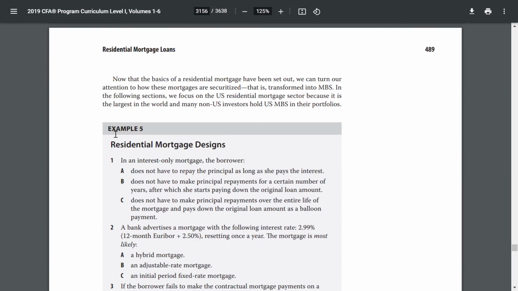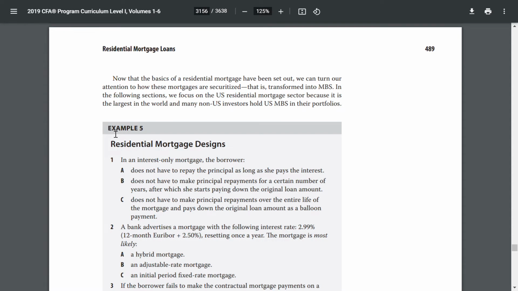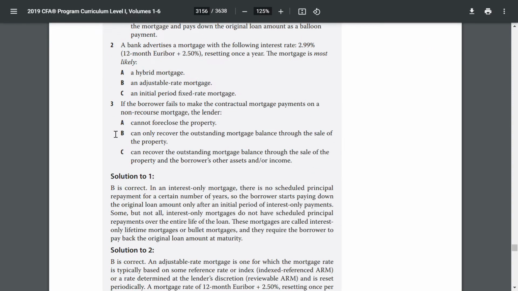Now that the basics of residential mortgages have been set out, we can turn our attention to how these mortgages are securitized, that is, transformed into MBS. In the following sections, we focus on the U.S. residential mortgage sector because it is the largest in the world, and many non-U.S. investors hold U.S. mortgage-backed securities in their portfolios.